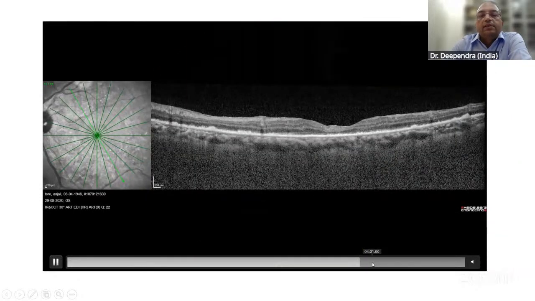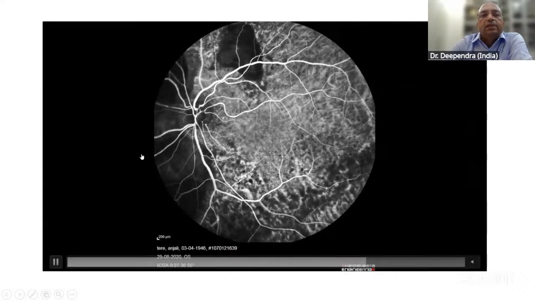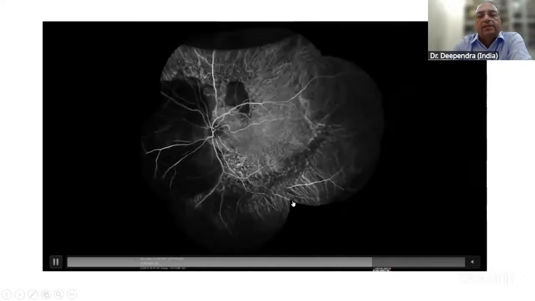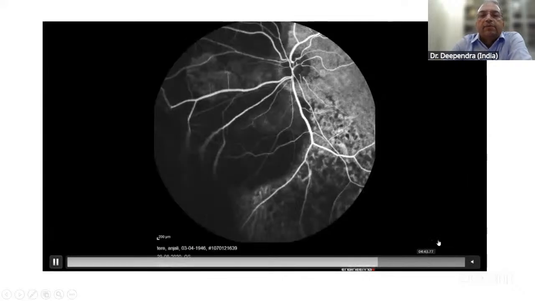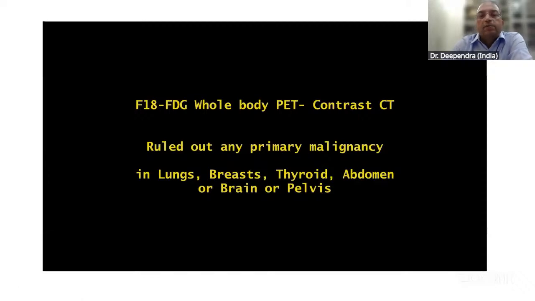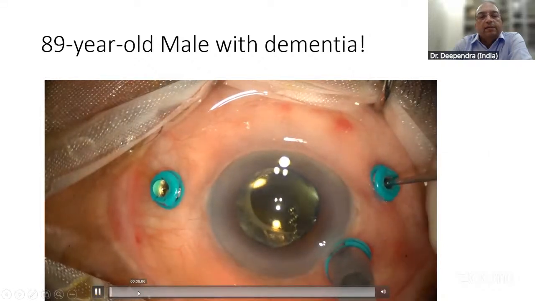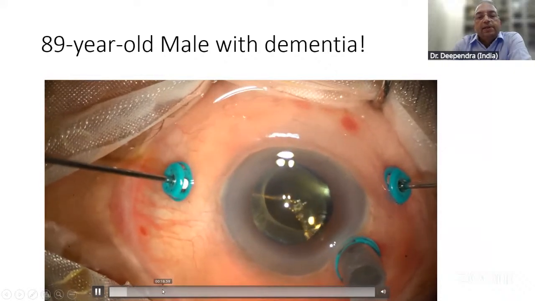And you can see the hole also closing, and it turned out to be a large polypoidal kind of lesion nasally. Once it was leaking on ICG, we just did laser. Of course, we did a thorough systemic evaluation to rule out any primary. So the idea is that even if you see massive subretinal hemorrhage, what matters is how much is involving the macula or fovea itself.